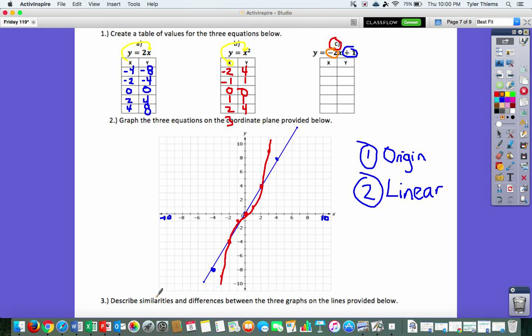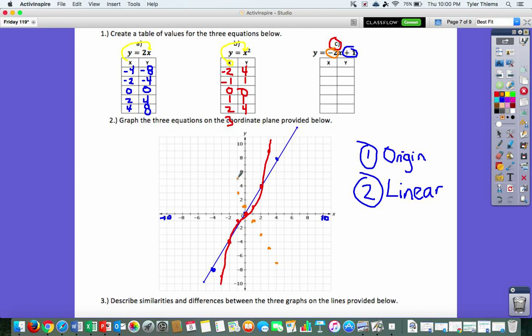Now, what you should see is that this is going to form three different types of equations. Matter of fact, I'm going to go ahead and plot what this orange one would look like. I'm not going to fill in the table. You're going to do that. But your graph would have looked something like this. This is what your graph should have looked like.